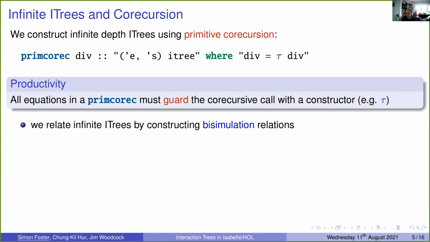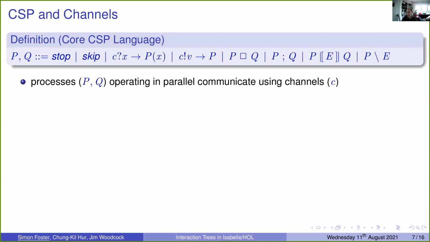So now I'm going to explain how we use ITrees to give a semantics to CSP. CSP, I guess, is a language we're all familiar with. You have channels, and processes communicating with each other using these channels. You can input values, which is what this represents here. We can output values, inputs and outputs match up with each other, and we have parallel composition.